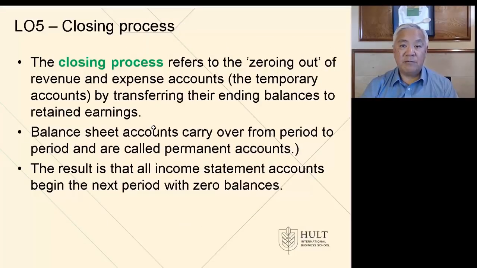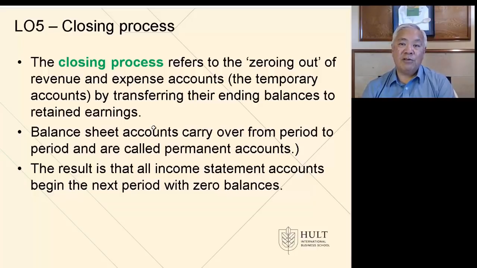And closing process. When we close a year, we have a balance sheet, then activity, then the ending balance sheet, right? Now this becomes the beginning balance sheet, so we have to clear the decks of all the other accounts. So the closing process is simply taking all the income statement accounts and putting them all to zero by closing them out to retained earnings. That's why we use the word closing.